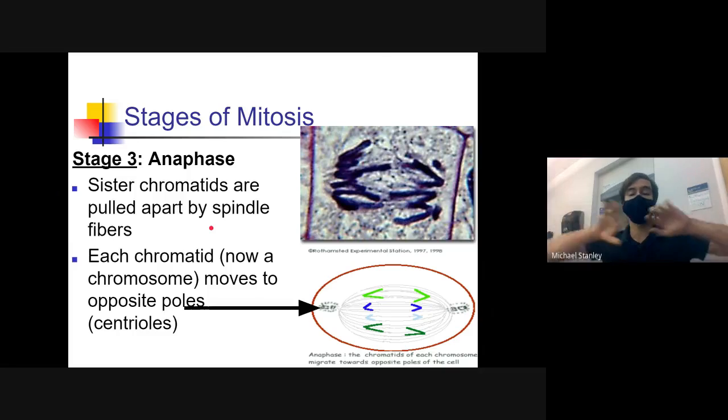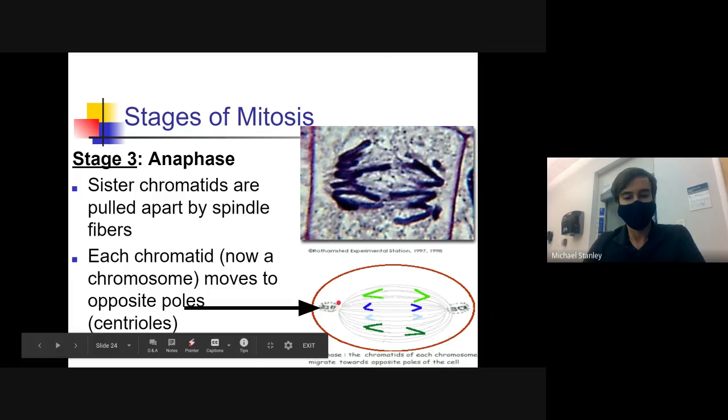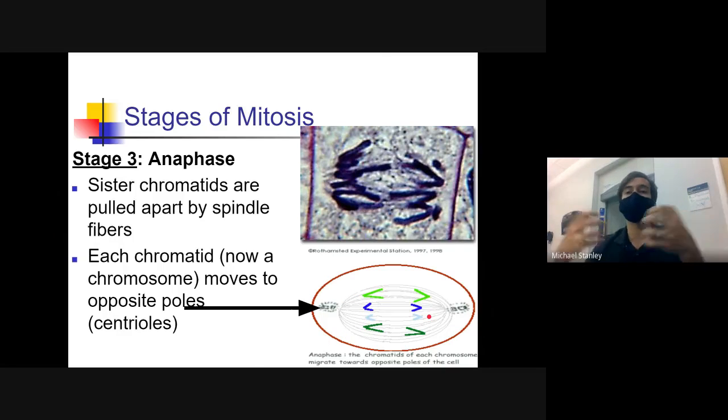Each chromosome is getting pulled by the spindle fibers and is going to the opposite ends of the cell, the opposite poles of the cell. All of our little fibers in here are pulling on these chromosomes and causing them to move to each side of the cell. They want them to be as far away as possible so that when the new cells start to form, there isn't any overlap. We have one full set of chromosomes over here, one full set of chromosomes over here.